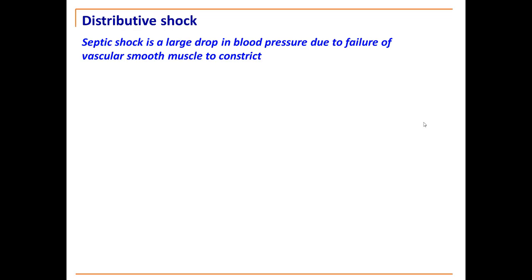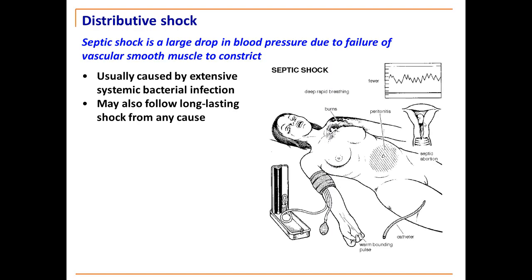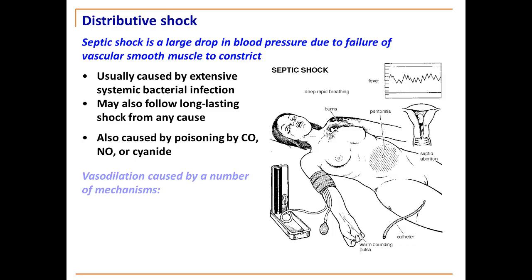Now we'll move on to distributive shock. An example of this is septic shock, and this is where you get a large drop in blood pressure due to failure of the vascular smooth muscle to constrict. It's usually caused by extensive systemic bacterial infection. It can also follow long-lasting shock from any cause, potentially. As well as that, it's potentially caused by poisoning from carbon monoxide, nitric oxide, and cyanide. So there are other causes of it as well.